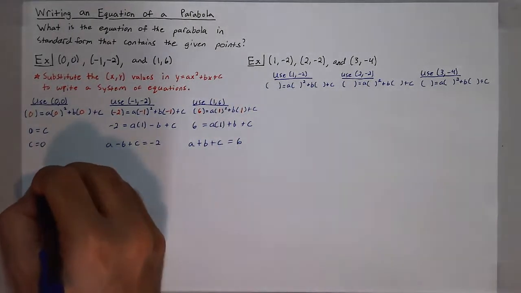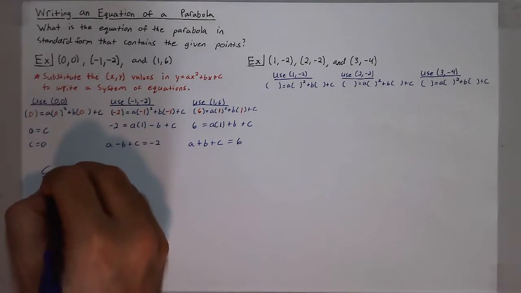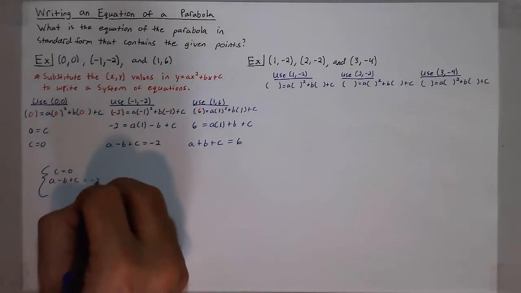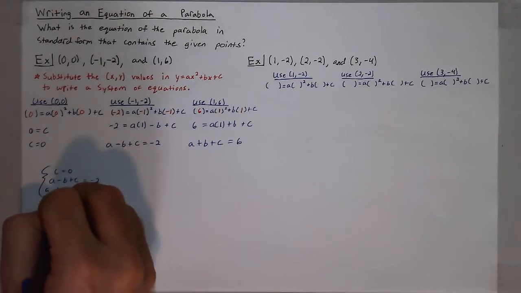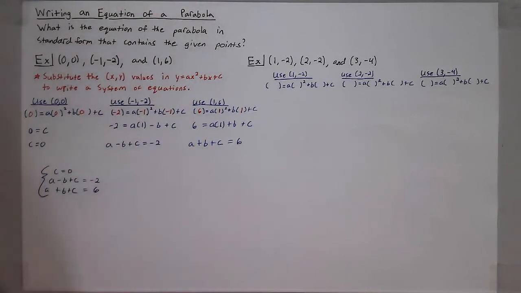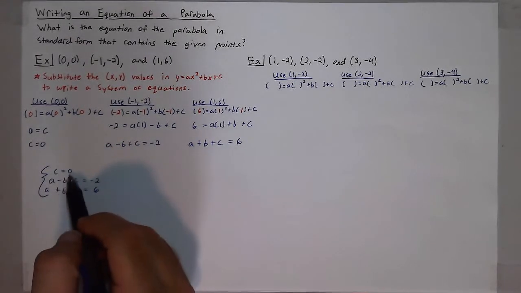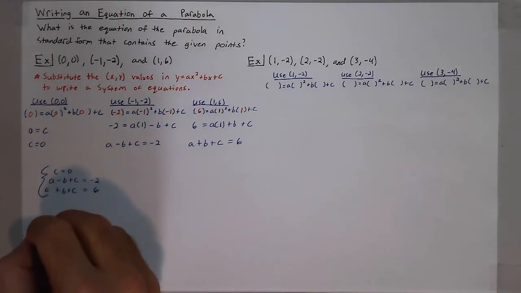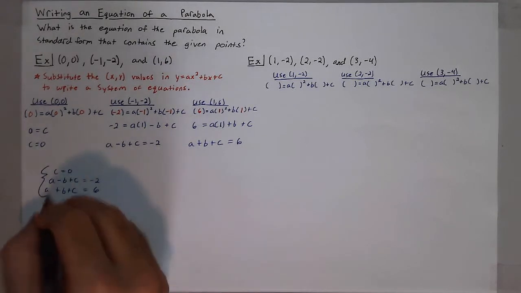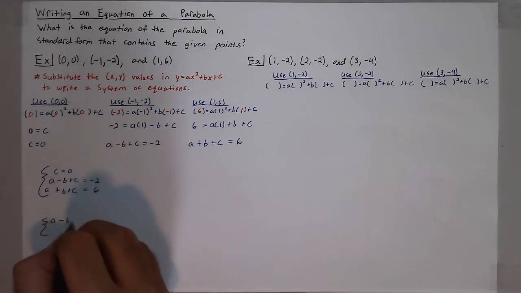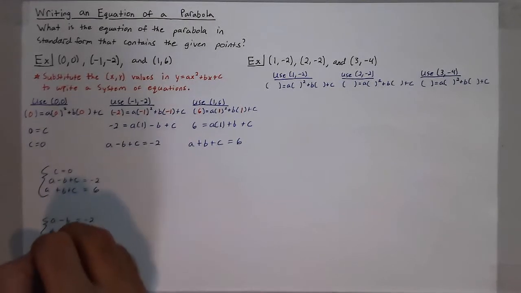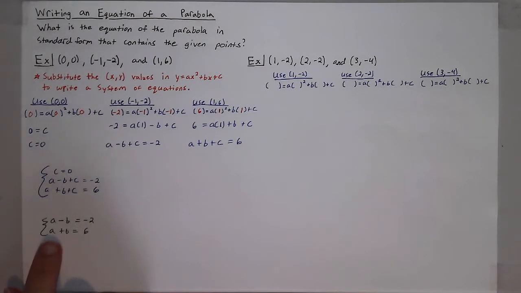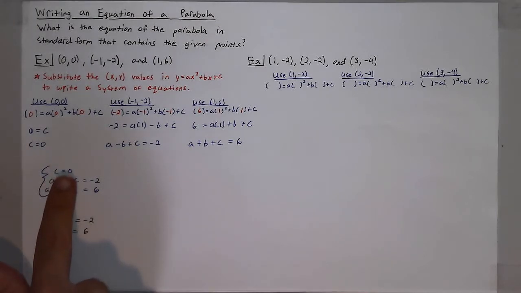Now I have a system. c is equal to 0. a minus b plus c is equal to -2. And a plus b plus c is equal to 6. Now what's really nice about this 3-variable system is one of the variables is already solved for. So I can create a new system by plugging in 0 for c, which means I'll have a minus b is just equal to -2, and a plus b is equal to 6. And now I can solve for a and b in the smaller system, since I already know what c is.